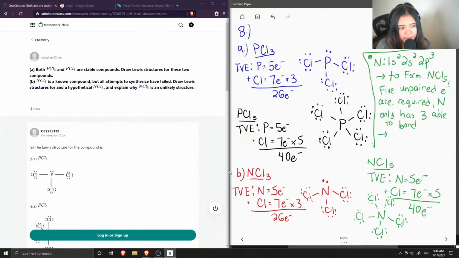So the reason why phosphorus is able to form the 5 bonds is because it has another d orbital, and it's able to have multiple bonds. So this nitrogen has no expanded d orbital. There is no expanded d orbital.